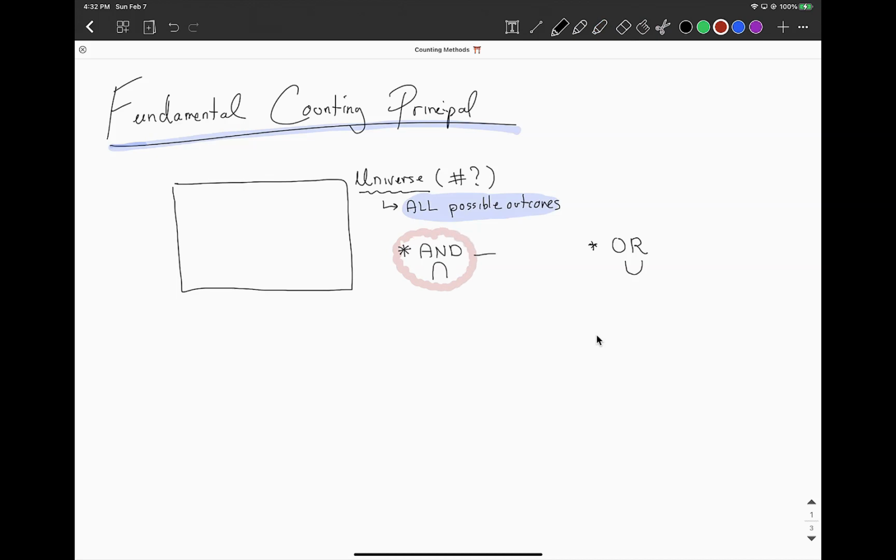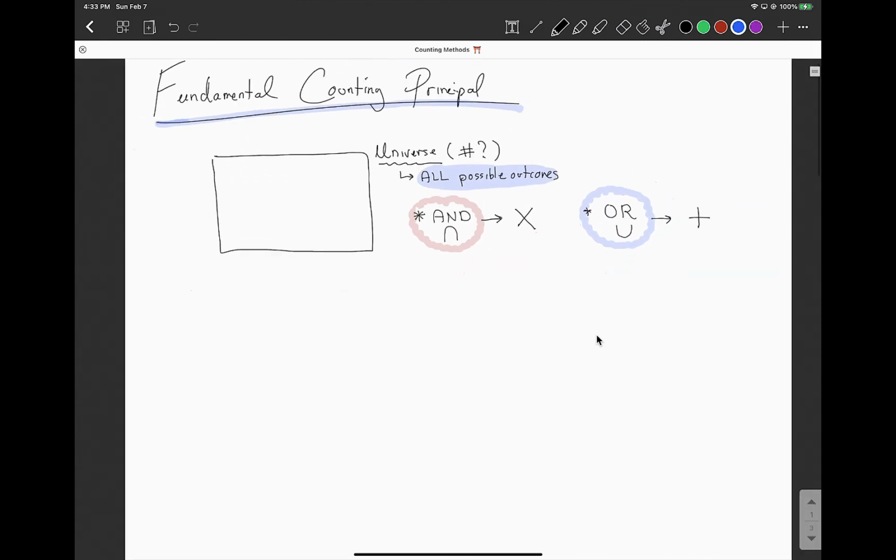And it is always permission for us to multiply. Multiply, multiply, multiply. There are a handful of questions, actually some of the more tricky questions in this unit, that would use the word "or," which is always going to give us our permission to add. Fundamentally, these are our two operations for the fundamental counting principle.